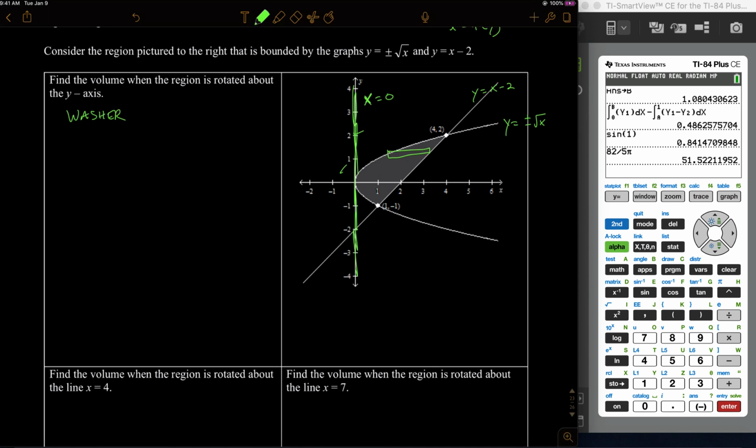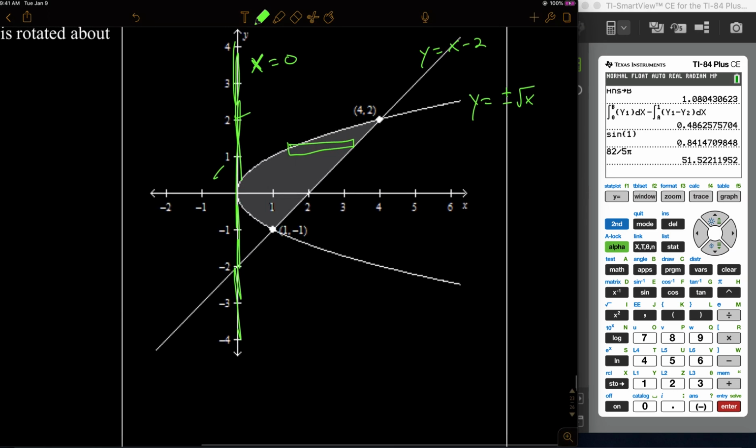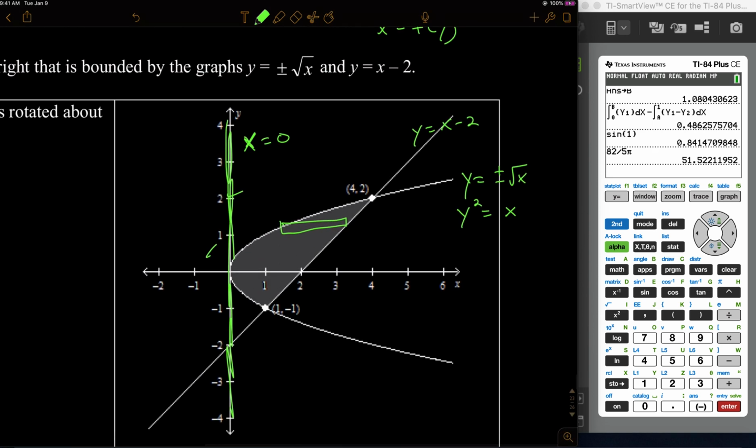So yeah, we're doing a washer method here, and everything's going to be in terms of y. So that means we've got to solve these equations for x. So if I square both sides, I get y squared equals x. Now that's x written as a function of y, which is what we need.